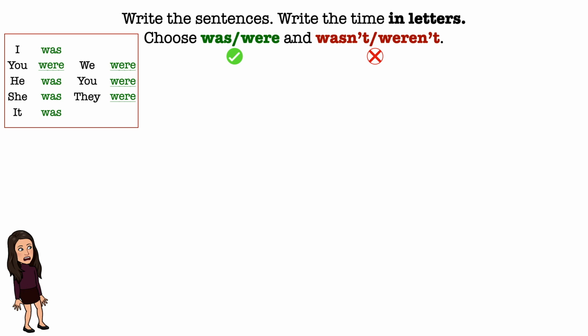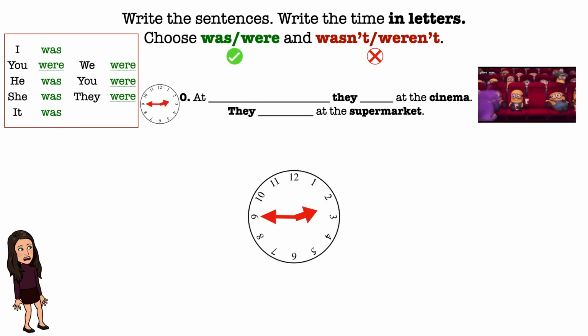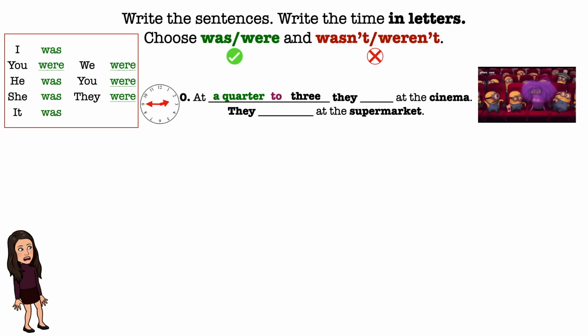And let's do number one together. So first of all, what time is it? Once again, we divide our clock in two halves. Our minute hand is on the left. The left part is called to, so it's a quarter to. Very nice. To what time? Look, it's almost 3, so it's a quarter to 3. So it's 2:45. So at a quarter to 3, they look at the picture. Where are they? They were at the cinema and they weren't at the supermarket.